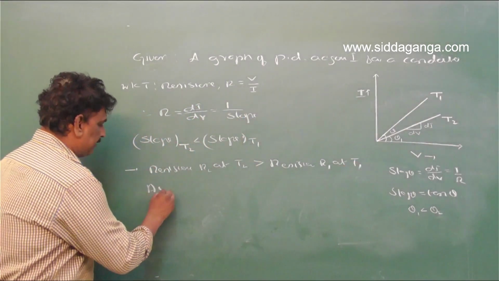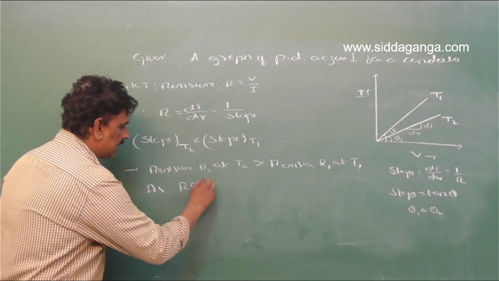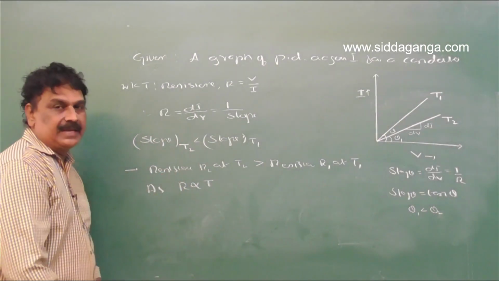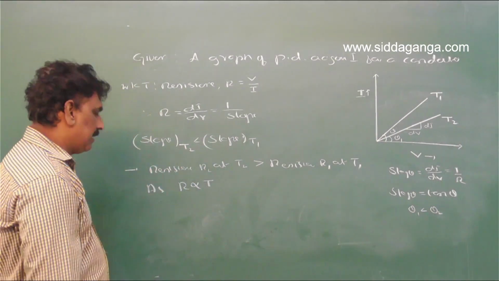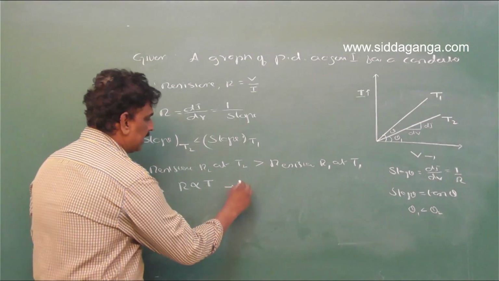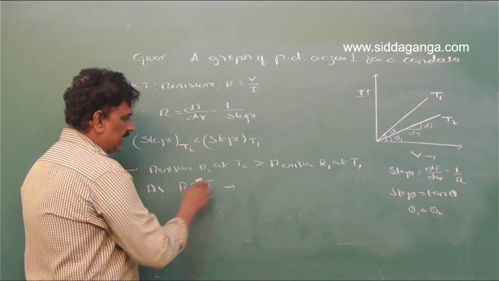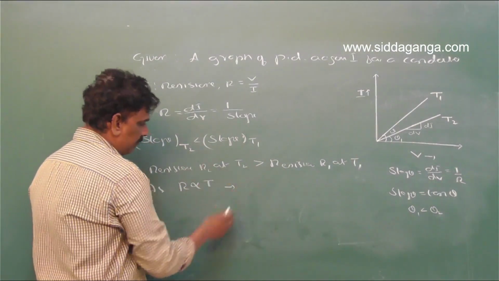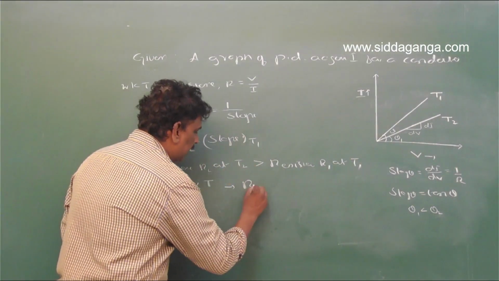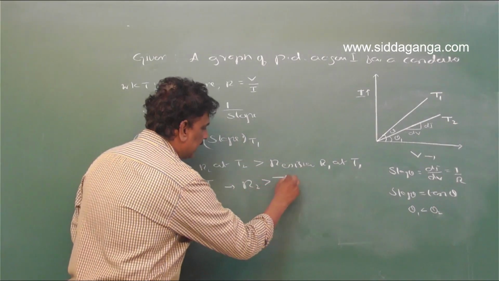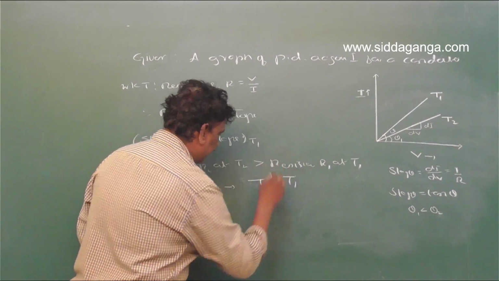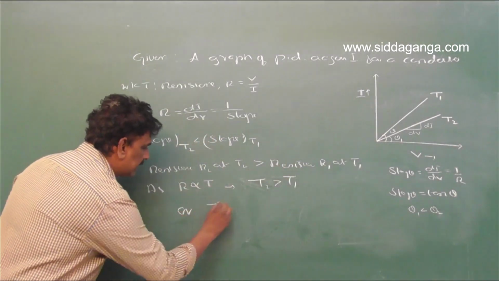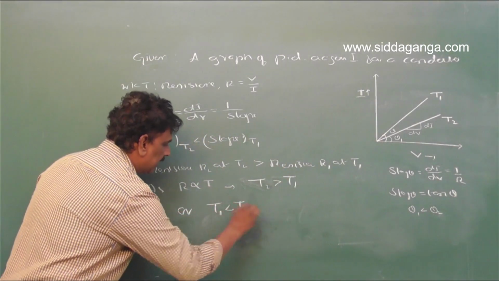Now, the resistance of a metallic conductor increases with increase in temperature. So that implies that higher resistance means higher temperature. So R2 is greater than R1, T2 is greater than T1, or the answer is T1 is less than T2.